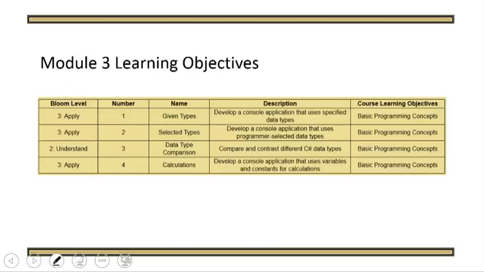So, this lecture is the first lecture in Module 3. We're going to talk about data types, variables, and constants. As I showed you before, here's a list of the learning objectives for this particular module. This module has a number of lectures, so it's going to take us a little while to get to meeting all these objectives. But these are the objectives we're trying to meet for this module.